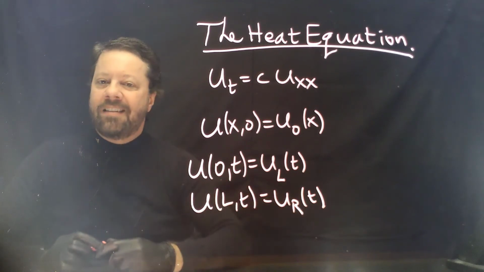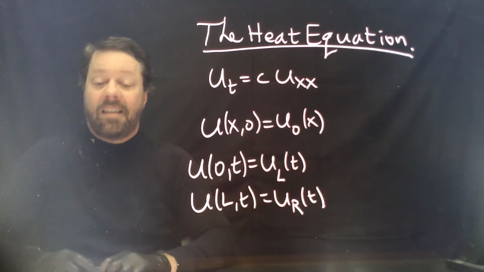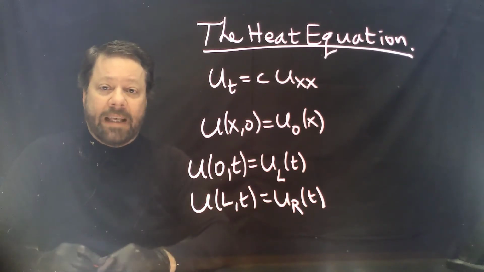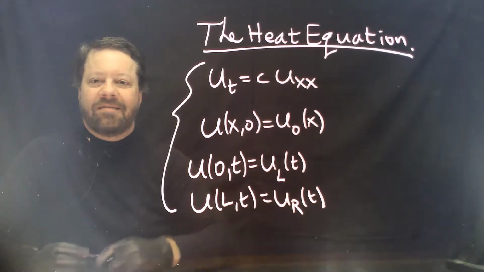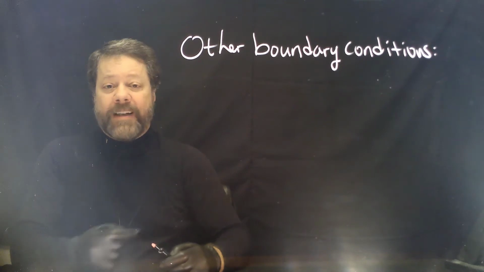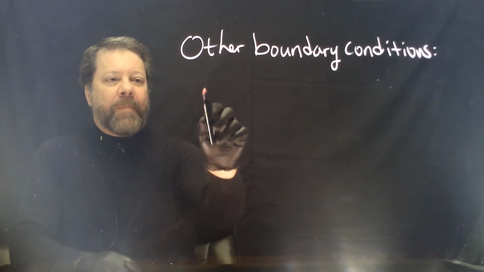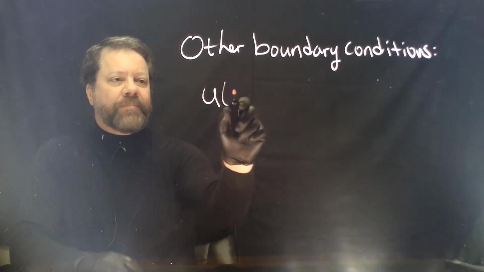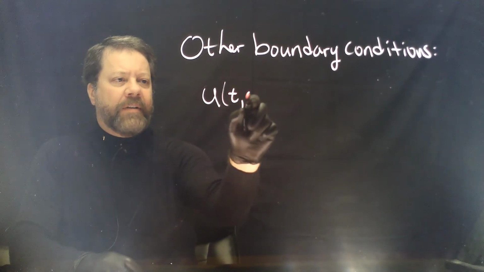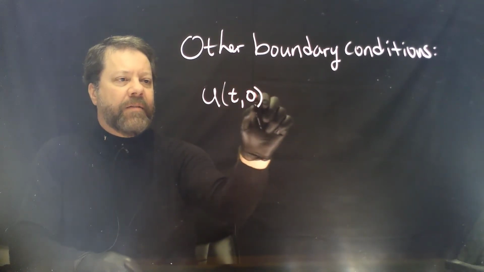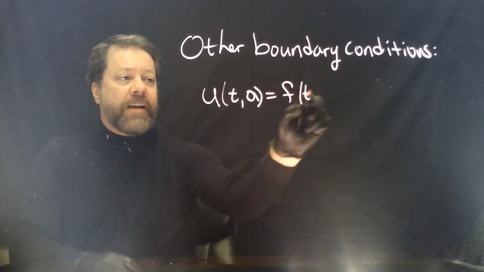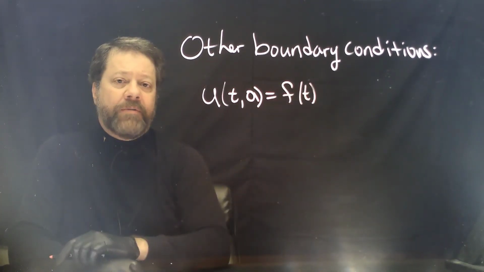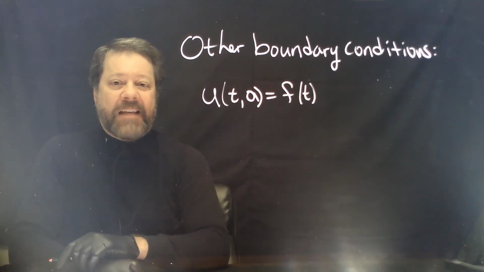Left and right boundary functions. These are not the only possible initial boundary conditions. To this point, we've specified constants on the boundary. More generally, for all t, let's suppose at A we specify some function. You can define the boundary value to be some function of t.